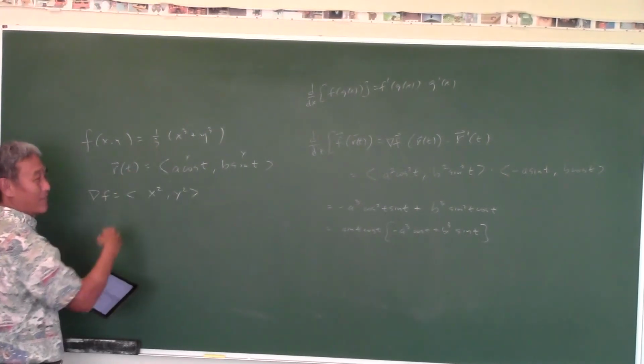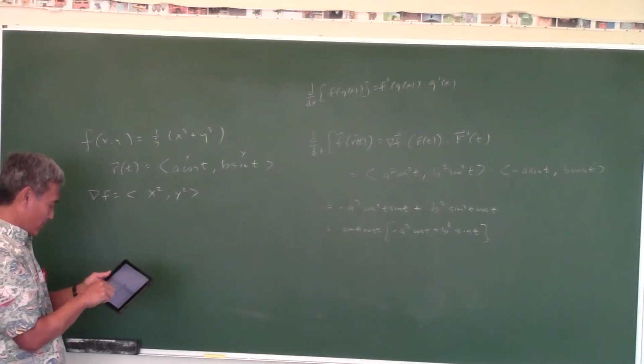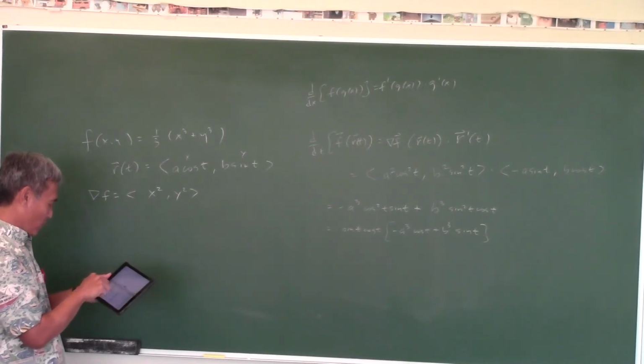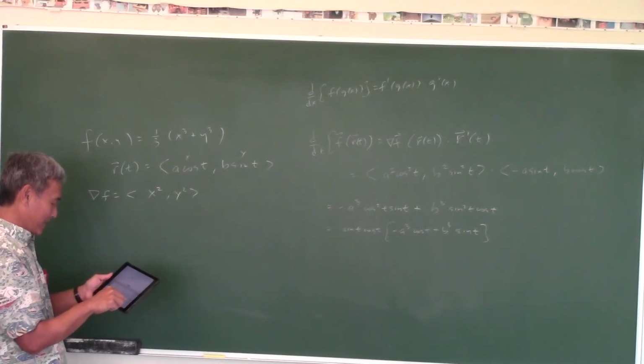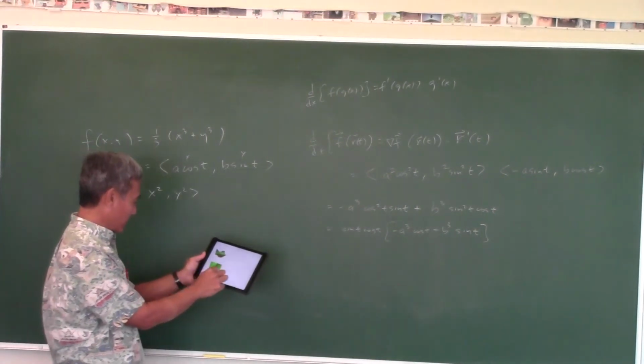In fact, we don't need to graph the 1/3, yeah? It's just a constant, that's why. So let's just graph x raised to the third plus y raised to the third. Go. There, this is what the surface looks like right here.